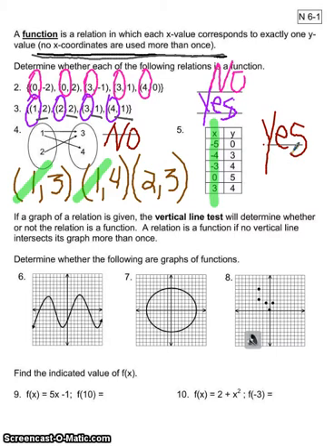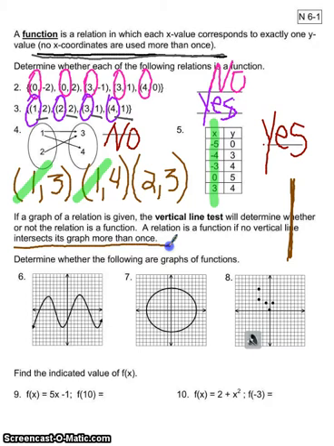So now the next way that we tell whether or not something's a function, and this is very important when you have a graph, it's your vertical line test. For the vertical line test, I have to be able to draw a vertical line. And don't get confused by that.